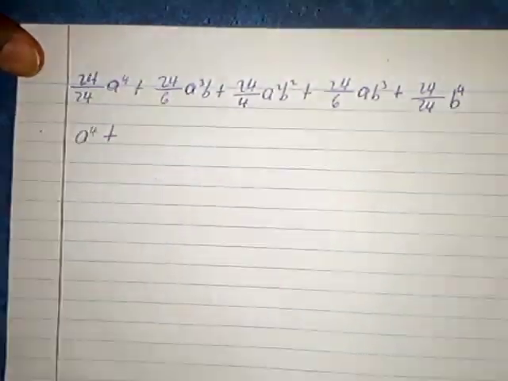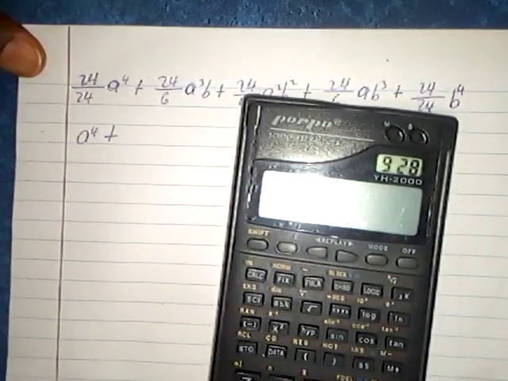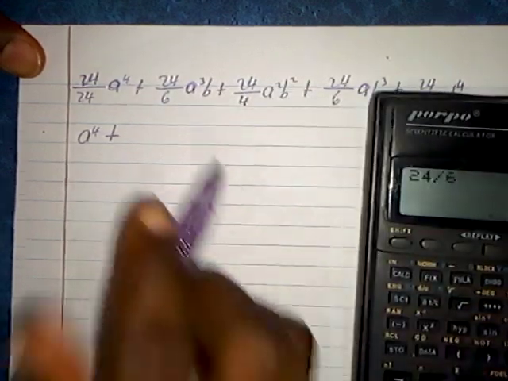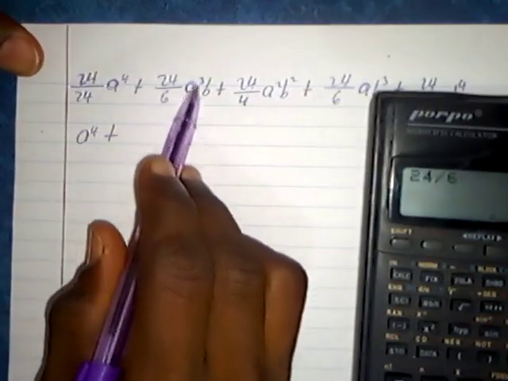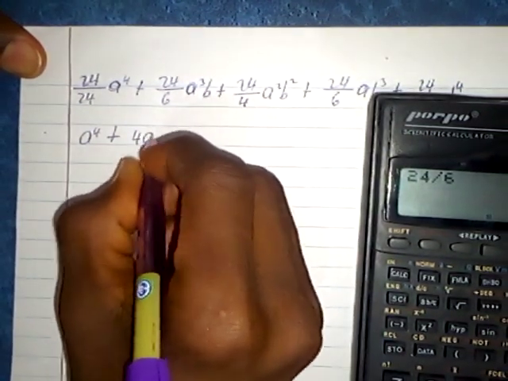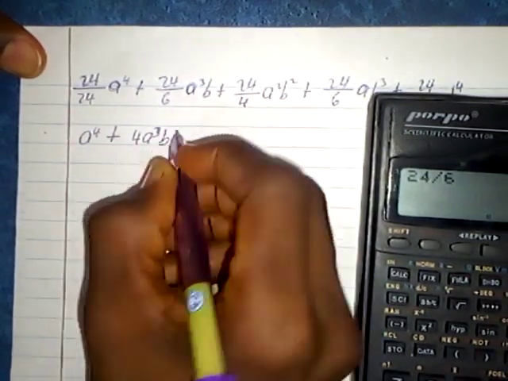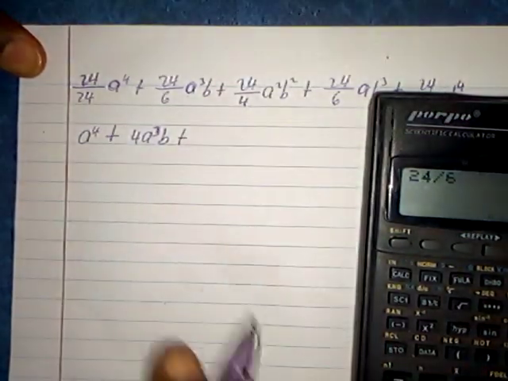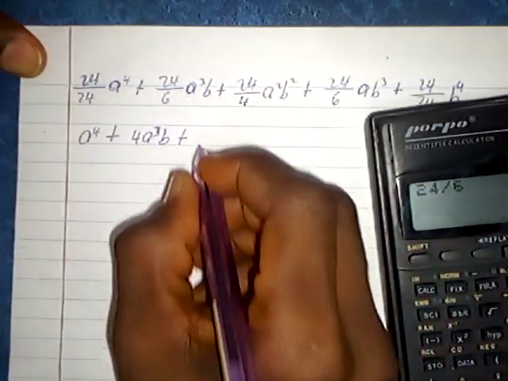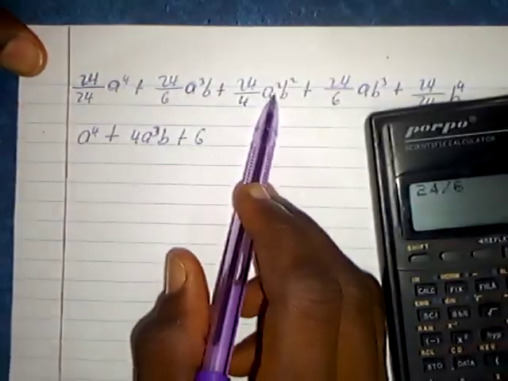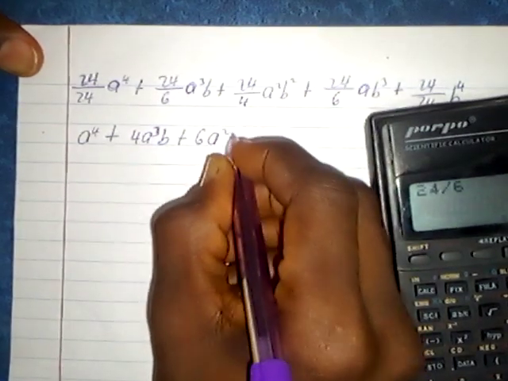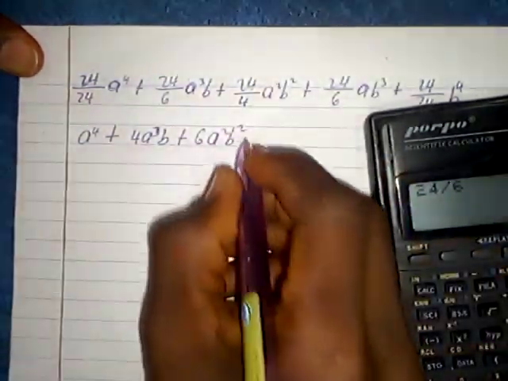Plus 24, if you use your calculator, 24 divided by 6 is just what? 4. 4 times A raised to the power 3, B is just what? 4 A raised to the power 3, right? B plus 24 divided by 4 is what? 6. 6 times A raised to the power 2, B raised to the power 2, which is A raised to the power 2, B raised to the power 2.